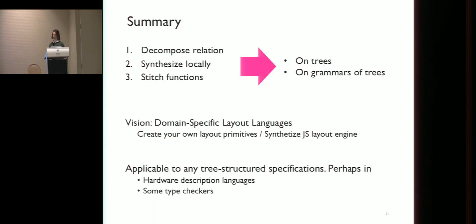So that concludes my talk. So I've presented a modular synthesis technique working not only on trees but on grammars of trees, right? You take a big relation, you decompose it around conjunction, you apply your favorite synthesizer, and then we stitch the result for you. The vision for this work was to enable domain-specific layout languages: create your own language of constraints, compile a layout engine as JavaScript, ship it with any web page, so it's easy to deploy. And even though we applied our algorithm to layout, I want to mention that there is nothing layout specific in it. We just need a tree structured relation.